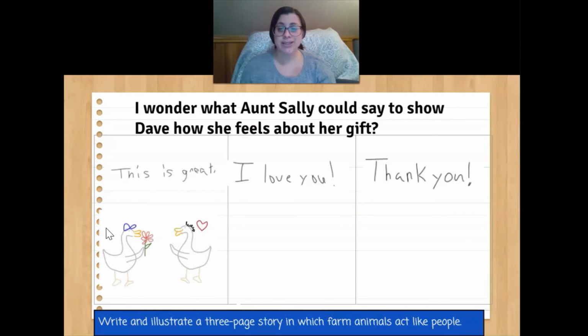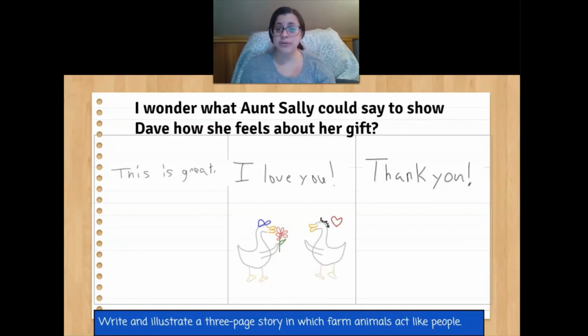This is great. Is this sentence, this is great, a good match for what Aunt Sally could say to show how she feels about her gift? It does make sense, but it doesn't make my idea of how Sally really feels and what we normally say when we receive something, when we get a gift. Let's go to the next one.